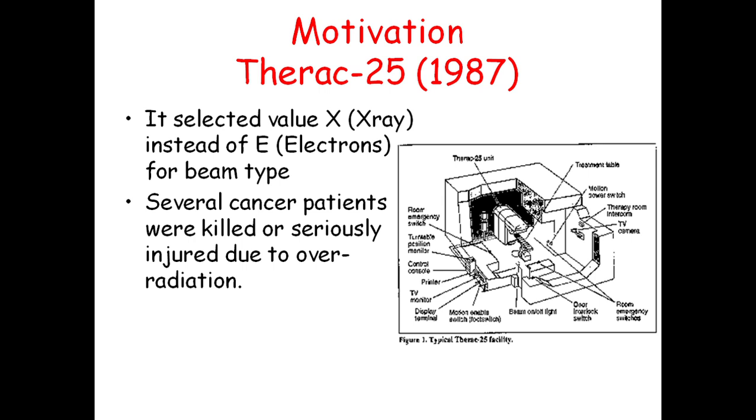Therac-25. In 1987, this machine, Therac-25, was used to diagnose breast cancer in women. It selected value X for the X-ray instead of electrons for the beam type. Several cancer patients were killed and many were seriously injured due to radiation by this Therac-25 machine.